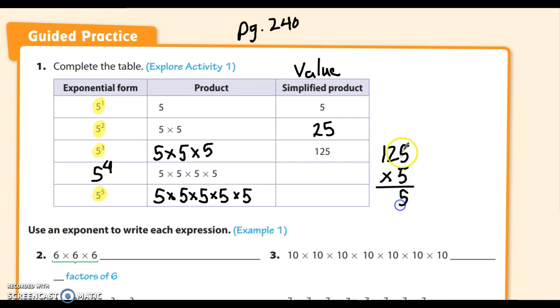5 times 5 is 25. 5 times 2 is 10, plus 2 is 12. 5 times 1 is 5, plus 1 is 6. It's 625.